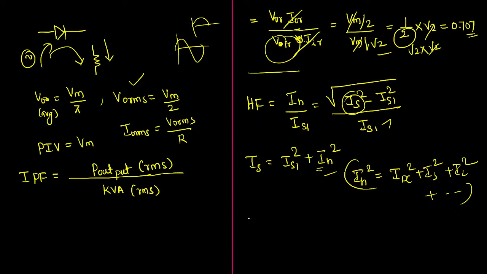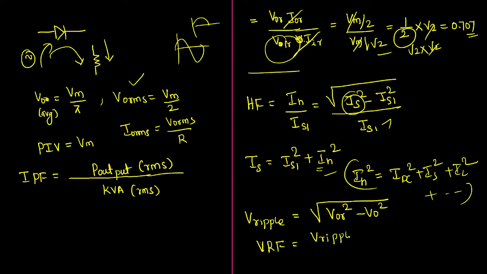Similarly, you will be requested to calculate the ripple voltage. What is the formula to calculate the ripple voltage? If you want to calculate the ripple voltage, you must keep your attention on the output. So what you have to do is just take the output RMS voltage minus the output voltage. Just find the difference between these two, and it will give you the value of ripple voltage. Then how do I calculate the voltage ripple factor? Voltage ripple factor is nothing but the ratio between ripple voltage and the total output voltage.